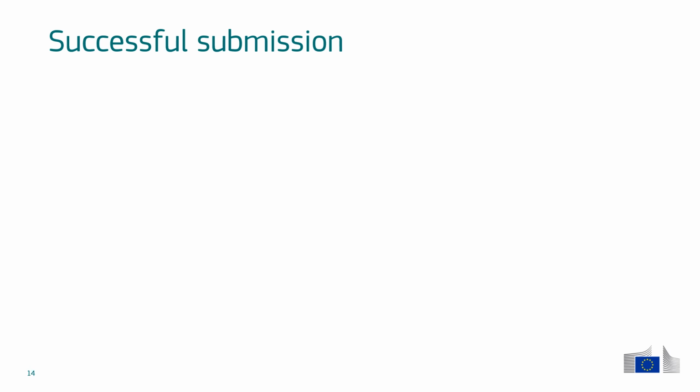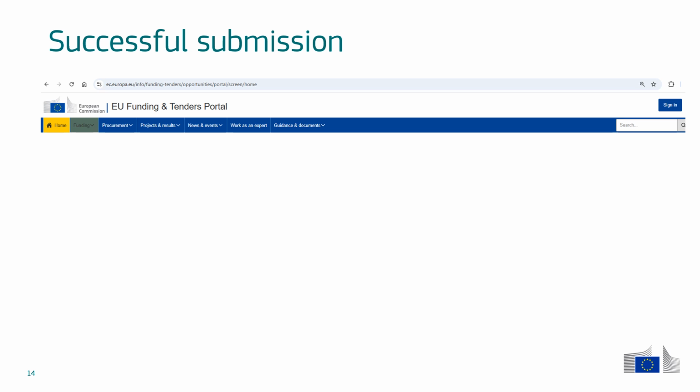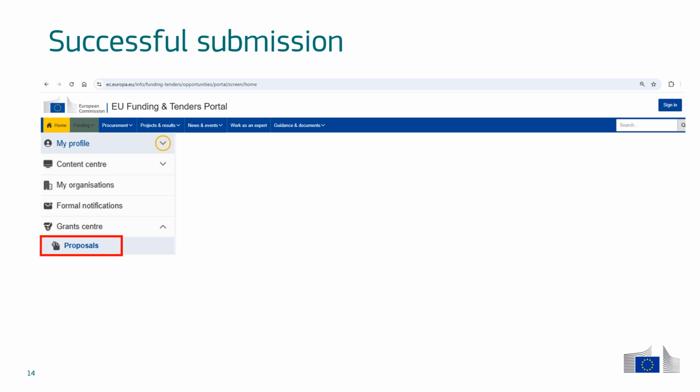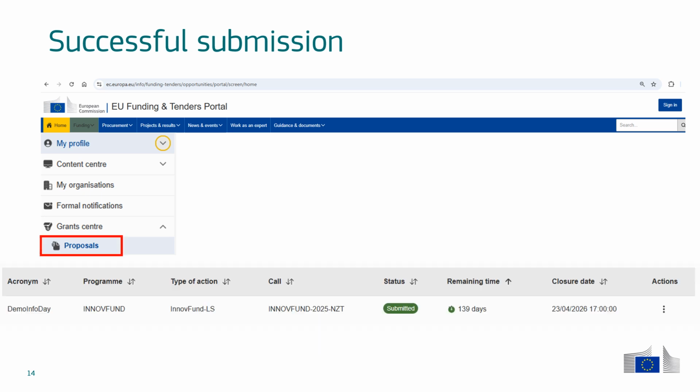Whether you have created a draft or submitted a proposal, you can always retrieve them through the Funding and Tenders portal if you log in with your own credentials and you go to the tab Proposals. If you click on Actions, you can view and edit your proposals.